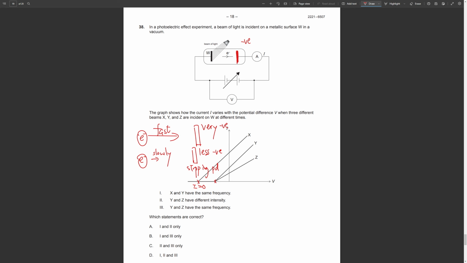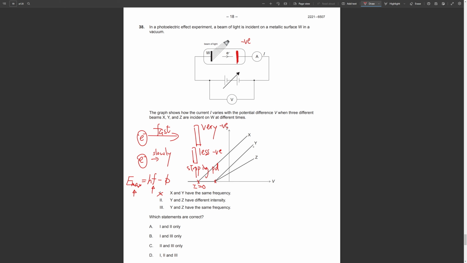When do we obtain some higher speed of electron? We can obtain higher speed of electron by having a higher frequency of light. This is the equation E max equals to hf minus work function. To result in a higher kinetic energy of electron, there should be a higher frequency of light. Therefore, we can conclude statement 1 is wrong because the electron from X is faster. Therefore, the frequency of light in X is higher.